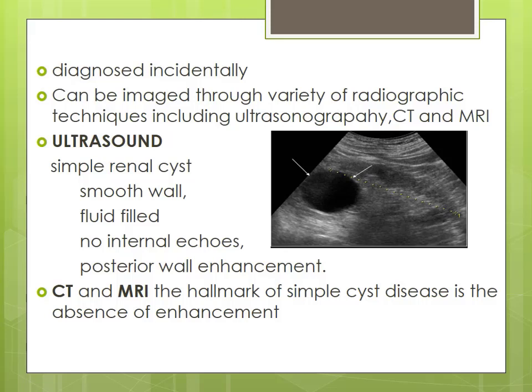The ultrasound characteristics of simple renal cysts include a smooth wall, a fluid-filled cyst with no internal echoes, with posterior wall enhancement, as you can see in this image. The hallmark of a simple cyst on CT and MRI is the absence of contrast enhancement, and this is the very striking characteristic of a benign cyst. Is there an enhancement in the simple cyst or not? No. No renal enhancement. Absence of enhancement.